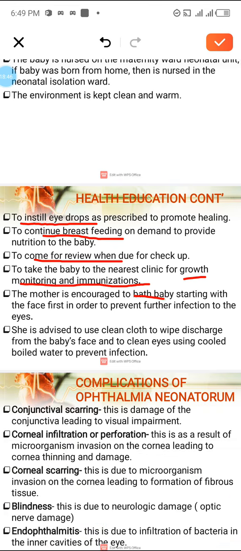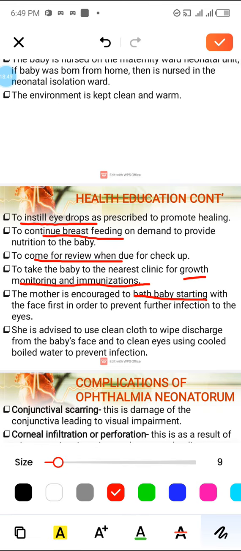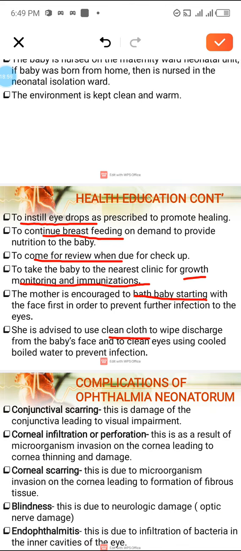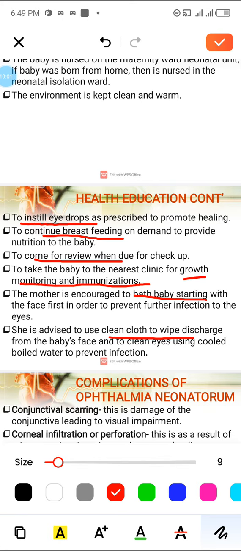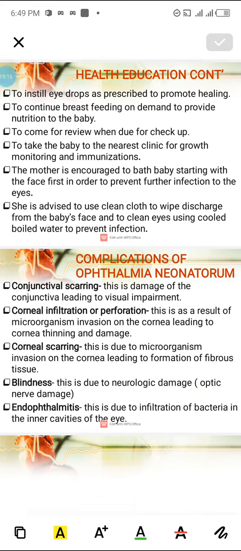Then the mother should be encouraged to bath the baby. Okay, so bathing the baby is important, so that they keep the baby clean, and also as they bath, they clean the eyes as well. Then you should also advise the mother to wipe the face, or even just the eyes, with a clean cloth, so that the discharge is removed all the time. And then what water should they use? We use cold boiled water, okay, to prevent infection. That's what we do.